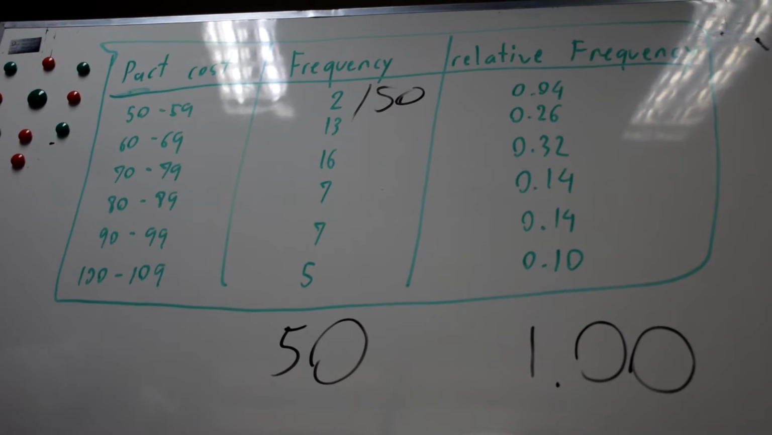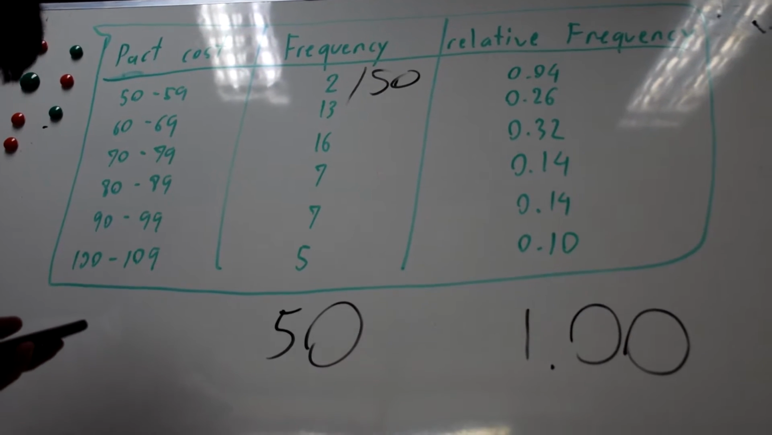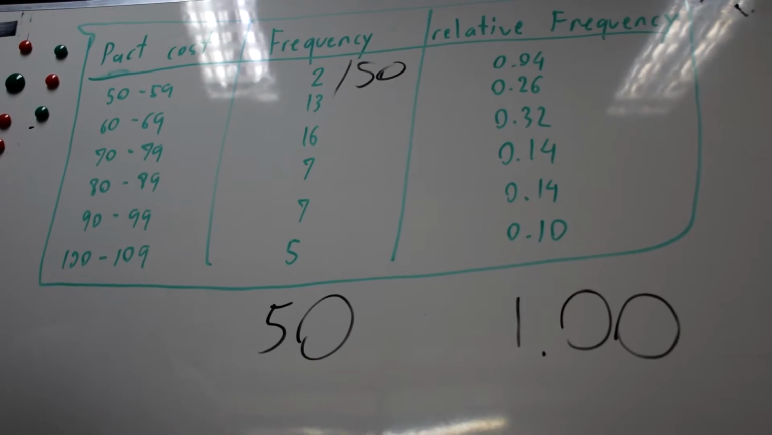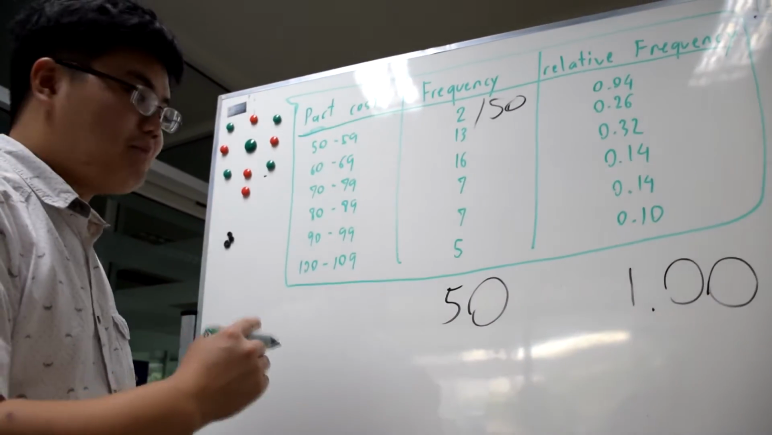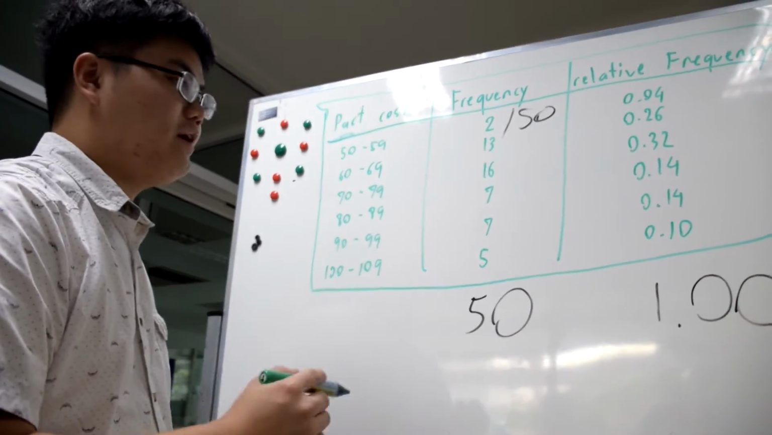What is the upper class width? Class width means the difference between the upper class and the lower class of the consecutive class.